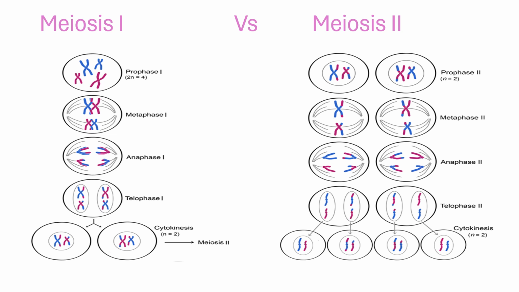And then finally, you produce 2 cells in meiosis 1, 4 cells in meiosis 2. And also do not forget crossing over in prophase 1, but there's no crossing over in prophase 2.